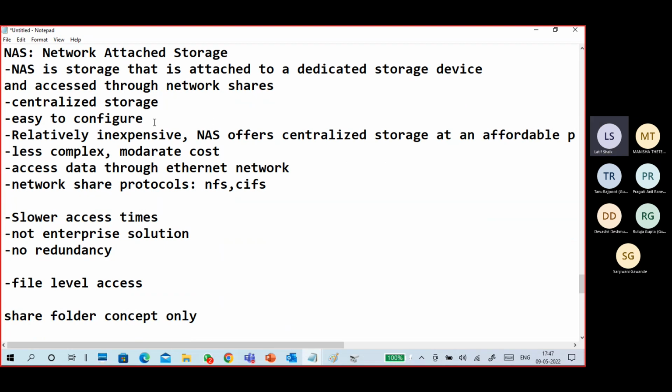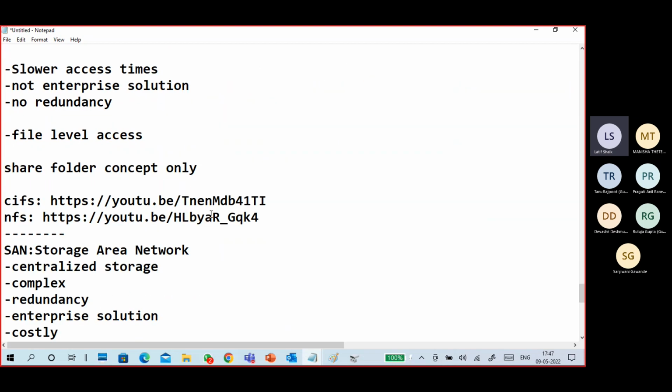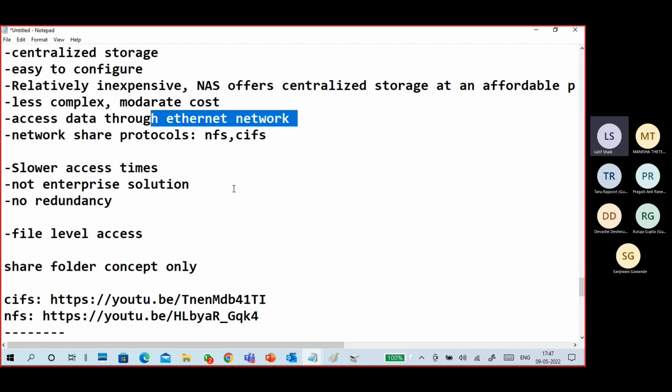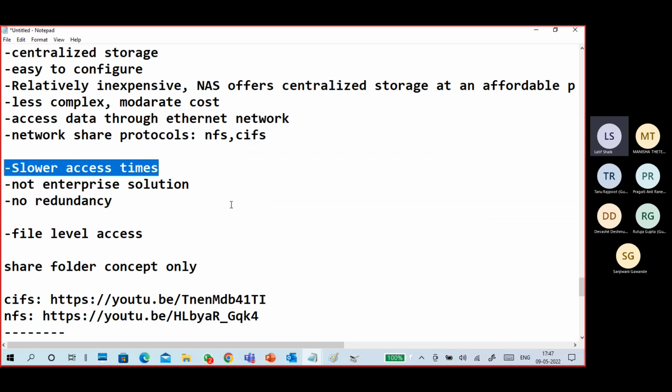Network attached storage, NAS, is a centralized storage. File level access storage. It is a kind of network sharing. We use different network sharing protocols. It works with regular Ethernet networks only. No redundancy, not an enterprise solution. Because of the regular Ethernet network, it has slower access time.